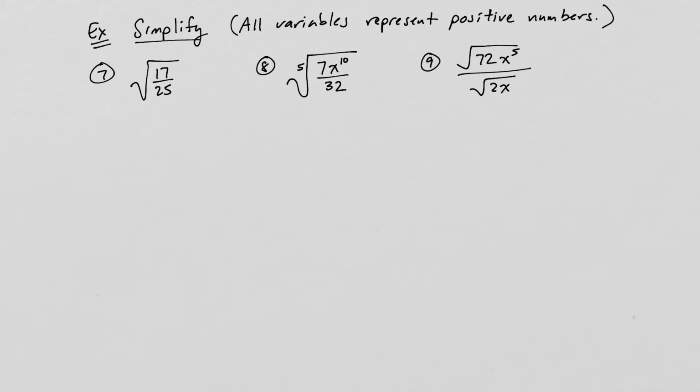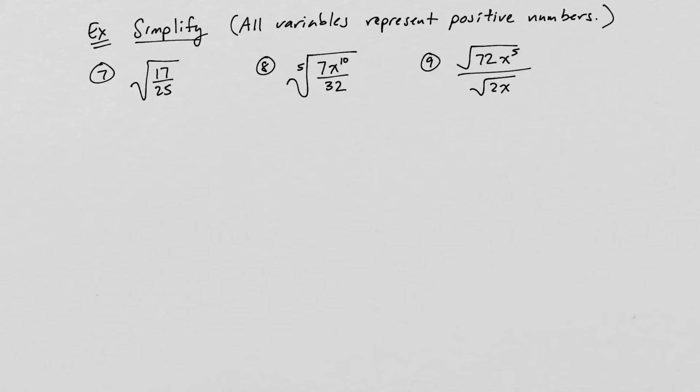Okay, so moving on to our next set of examples. Once again, we are going to say all variables represent positive numbers. And again, that just means that you don't have to worry about taking any absolute values. Now we're moving on to a different problem. The problem here is that we have a fraction inside of a radical. And that was one of the things that you can't have when you have a simplified radical.